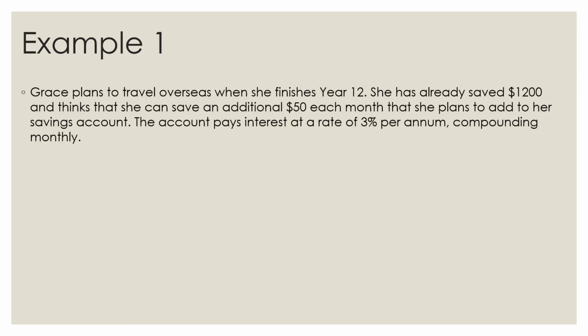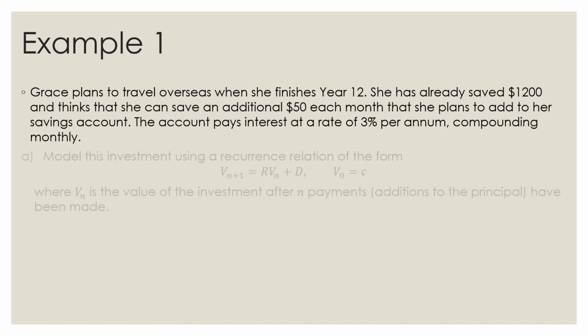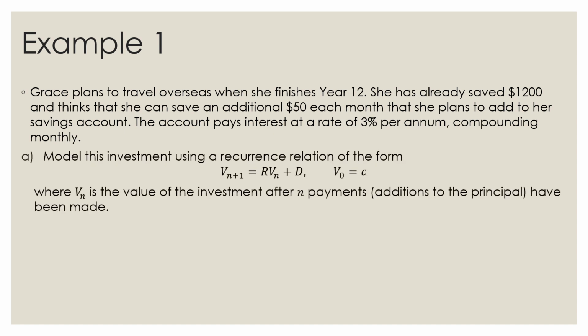Okay, Grace plans to travel overseas and finishes year 12. She's already saved $1,200 and thinks that she can save an additional $50 each month that she plans to add to her savings account. The account pays an interest rate of 3% per annum, compounded monthly. Okay, let's have a go at this. Model this investment using a recurrence relation of the form like so.